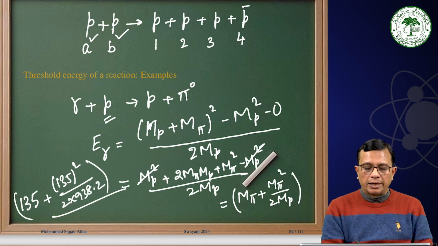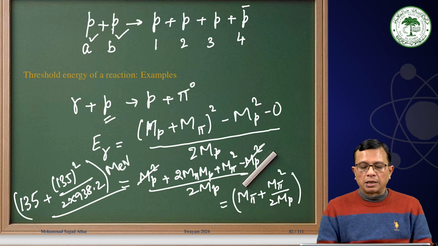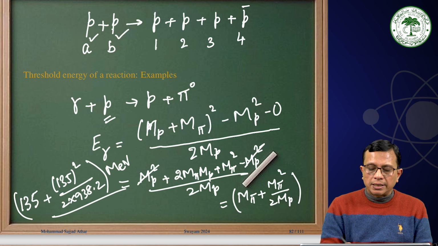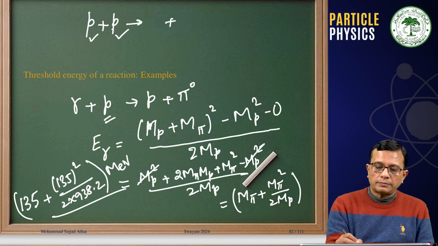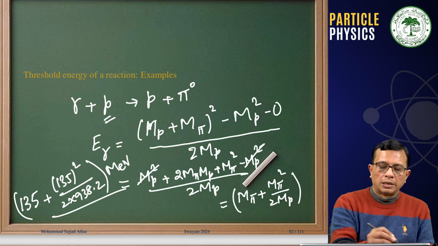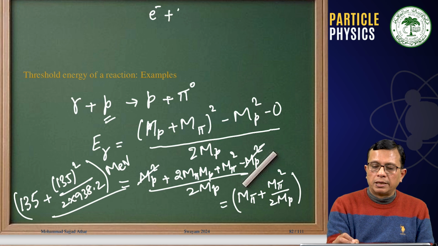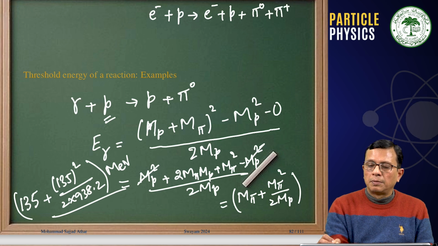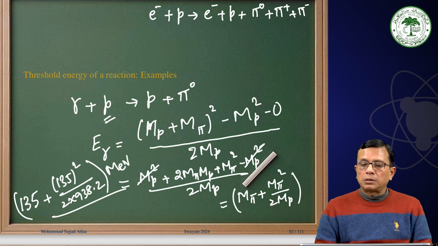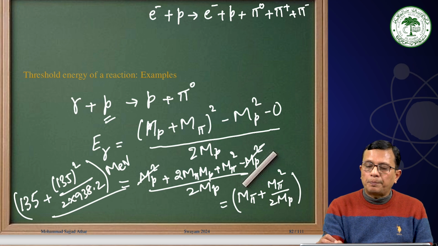This will be the required energy for the reaction to take place. Similarly, you can take another example. Say, I am talking about e minus plus p going to e minus plus p plus pi 0 plus pi plus pi minus. Now what we know is that the antiparticle of pi plus is pi minus.